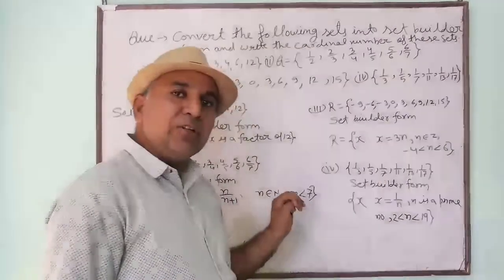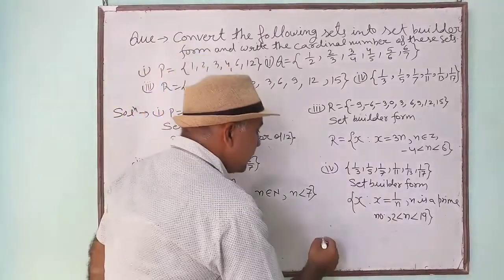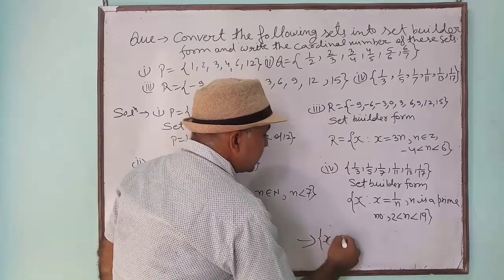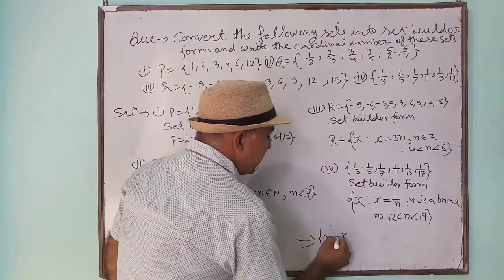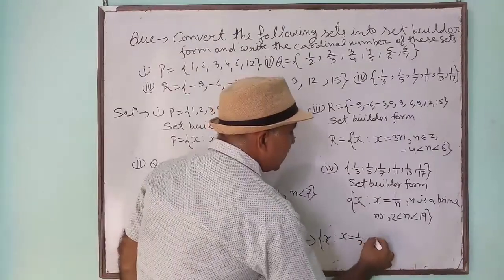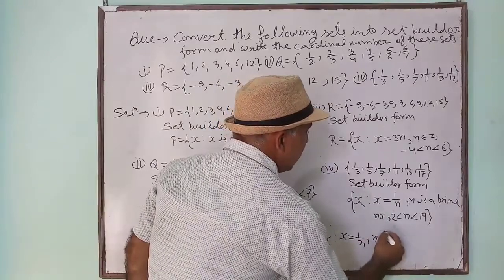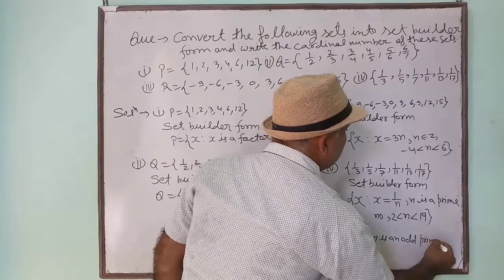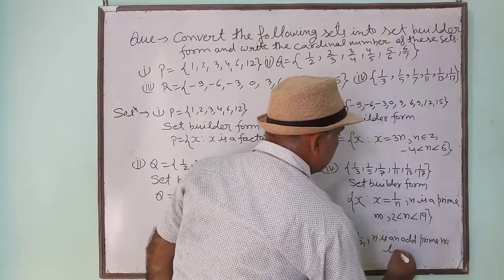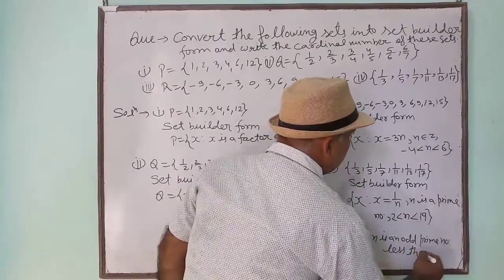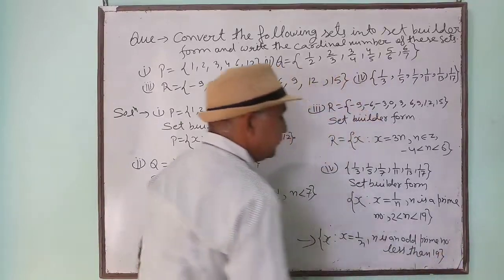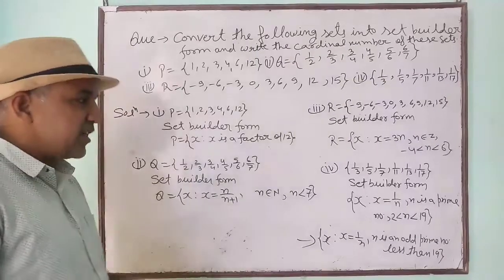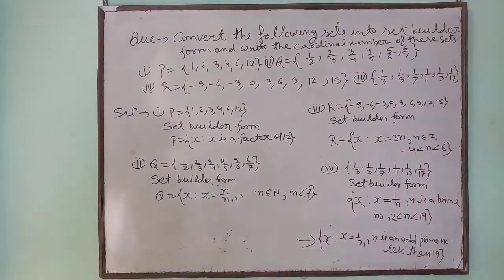So one more property you can write: x is equal to the set of x such that x equals 1 upon n, where n is an odd prime number less than 19. Any one property you can write, both are correct. Understood? Again pause the video and note down these things.